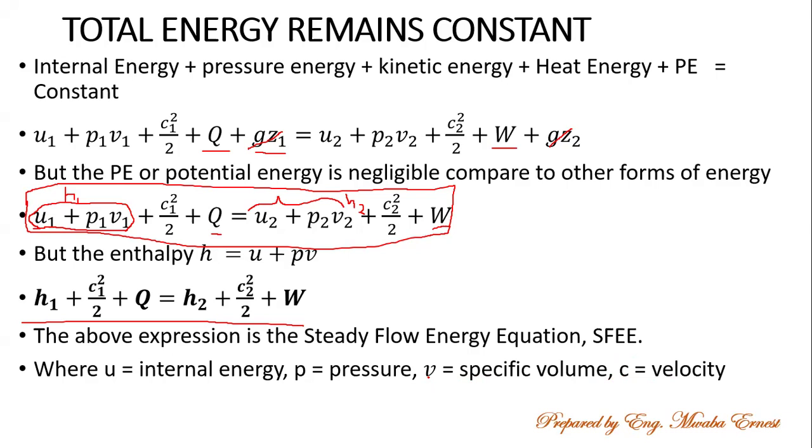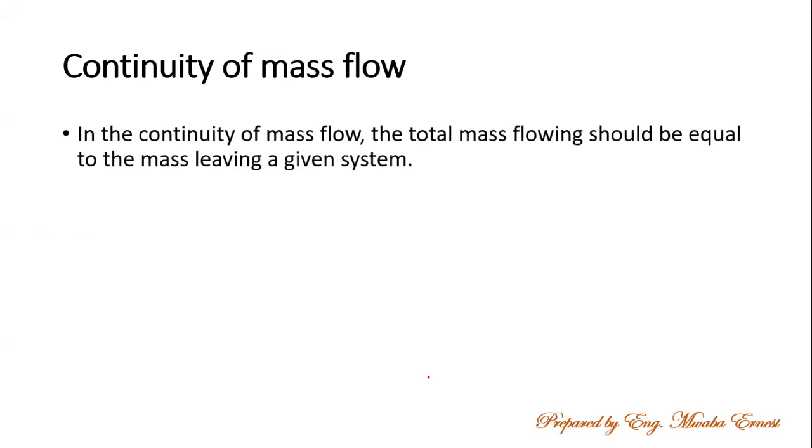But aside from that, we also have one other factor: continuity of mass flow. When you're talking about continuity of mass flow, you're actually trying to say that the amount of mass flowing through or passing through a given point remains constant. Meaning that whatever mass is entering a system or entering a particular point should be equal to what is going to leave, unless you have a leakage or some disturbance. That is the continuity of mass flow principle.